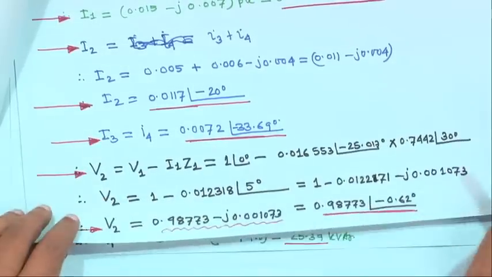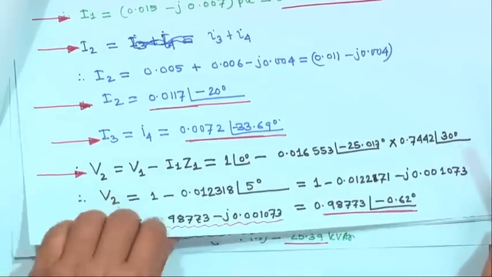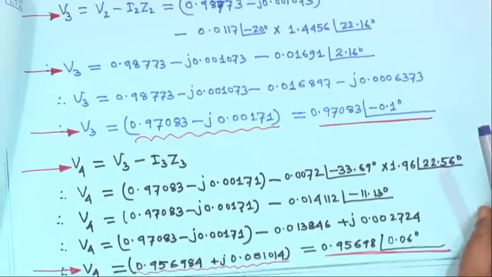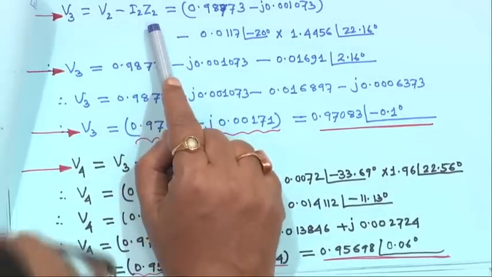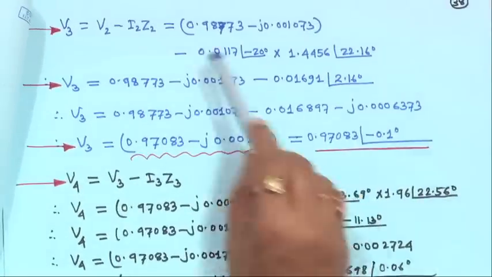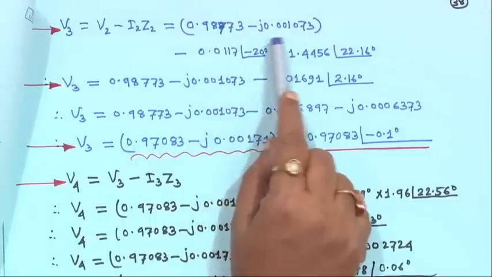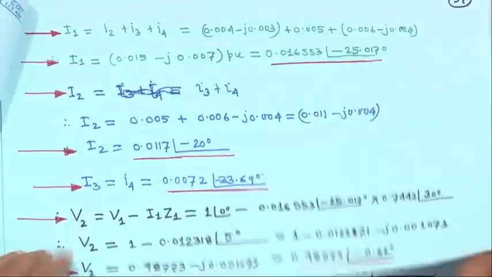Similarly, V3 will be V2 minus I2 Z2. So V3 is equal to V2 minus I2 Z2. So it is 0.98773, that is V2, minus j 0.001073, I mean this V2.